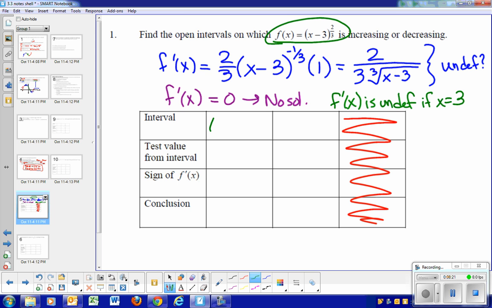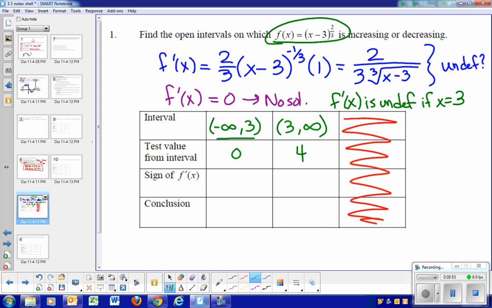So starting from negative infinity and going up to 3 will be one of my intervals. The other interval will be the remainder of the real numbers, 3 on up. Okay, I'm not including 3 itself. Notice I've made this chart. I think this chart is a nice organizer for this point in time, this part of the year. We're going to take a test value from each interval. So I'm going to choose, let's say 0 and maybe 4. Okay? And I'm just picking random numbers.